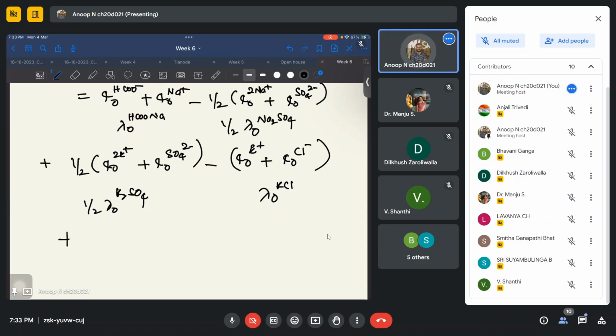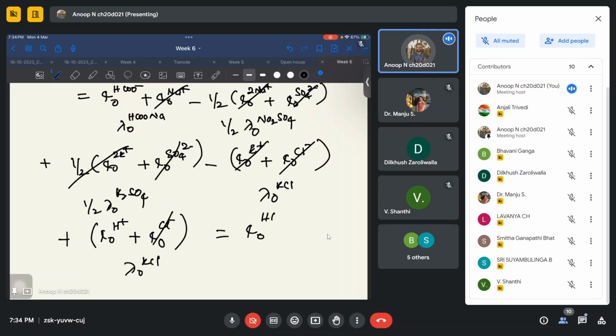Then plus L0 H plus L0 Cl minus. So you can see here Na plus and these terms will cancel out. These two will cancel out. Then these two will cancel out. This will cancel out. What remains? This is nothing but lambda 0 HCl. So what remains is L0 HCOO minus plus L0 H plus, which is nothing but lambda 0 HCOOH. Fine.